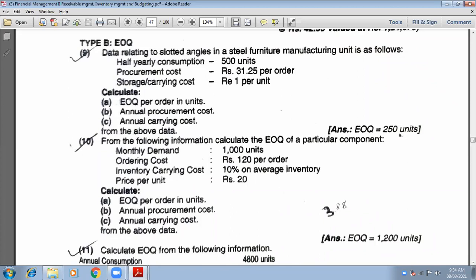Okay, next, 10th sum. Monthly demand is given, 1000 units. So what will you multiply with? 12. Very good. 1000 into 12. Ordering cost per order is 120 rupees. Inventory carrying cost is 10 percent. But I don't need the percentage, I need per unit. So what is the price per unit? Rupees 20. So 20 into 10 percent will be taken in the denominator. So then you will be able to calculate your answer.